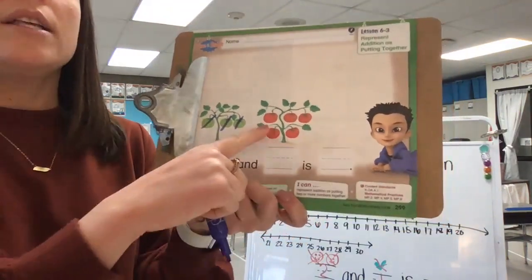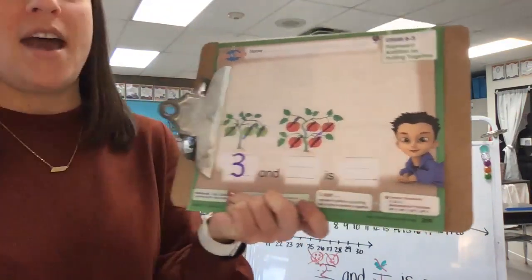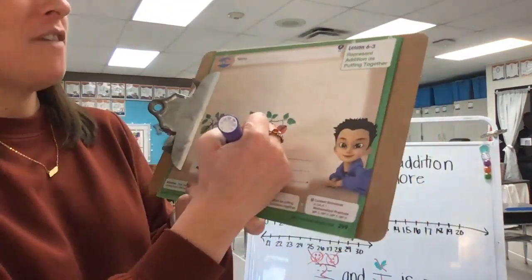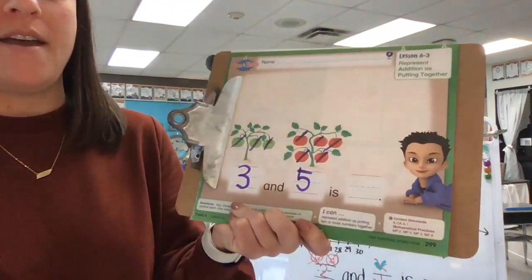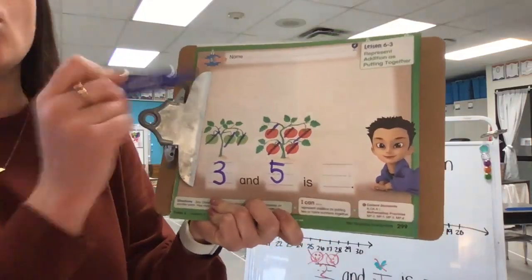Okay, now let's count the red tomatoes. 1, 2, 3, 4, 5. And now let's write a 5 on the line. Okay, great. Now we're going to see how many tomatoes we have all together.